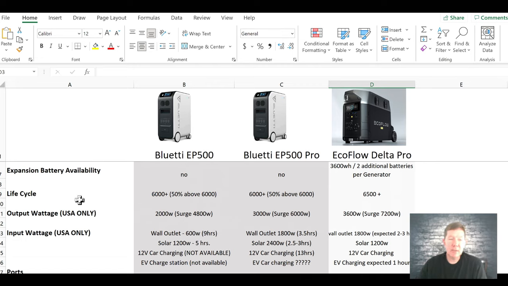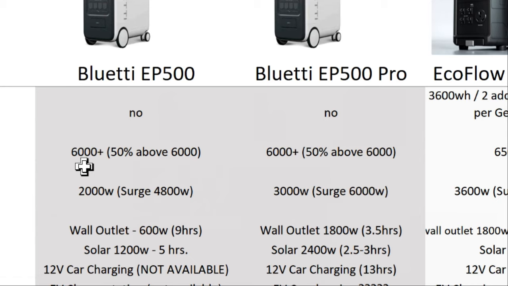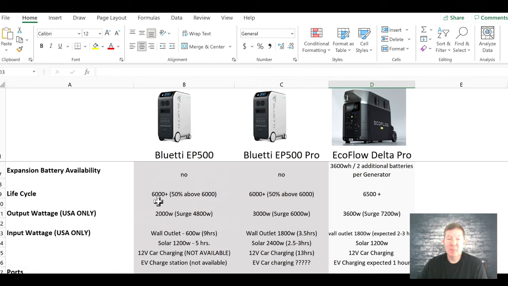Let's talk about life cycle here for a moment. A lot of your smaller power packs have a life cycle of like 500. I've seen some that were like 800 cycles before the battery starts to degrade. On both Bluetti models, they're advertising 6,000 cycles. That's 6,000 times you can use that and recharge it before the battery starts to drop. And they're saying it's going to drop to about 50%, which is just huge. And if you do the calculation, if you use this battery up and recharge it one time every day, it'd last you about 16 years.